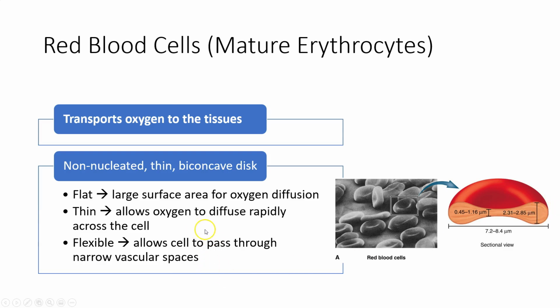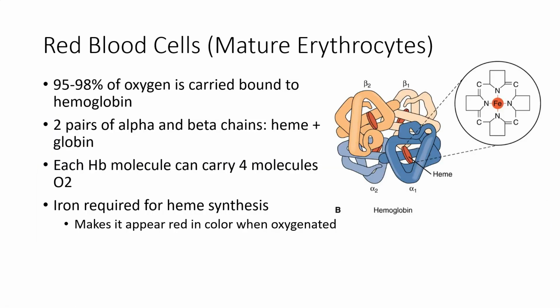The red blood cell is thin. This allows oxygen to diffuse rapidly across that cell. Most of our oxygen is carried bound to hemoglobin. So 95 to 98% is bound to hemoglobin. In fact, oxygen is poorly soluble in plasma.